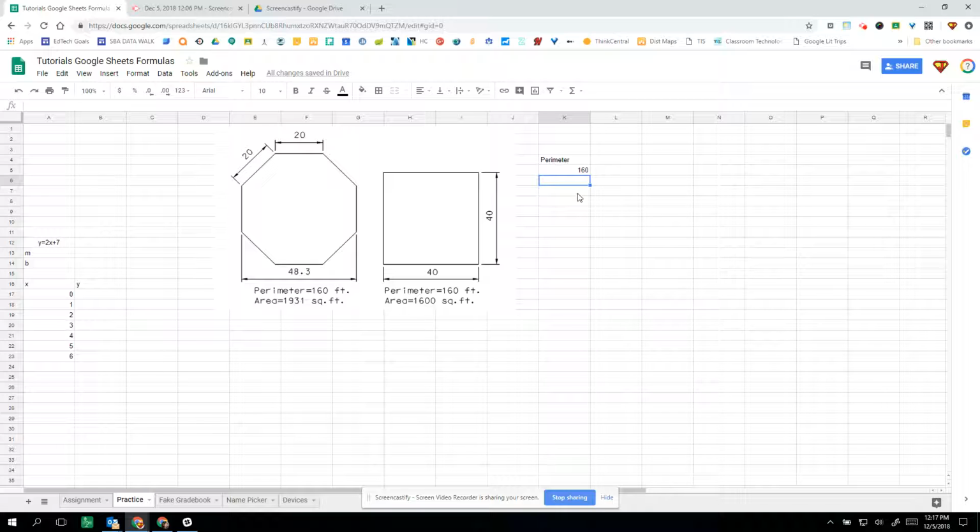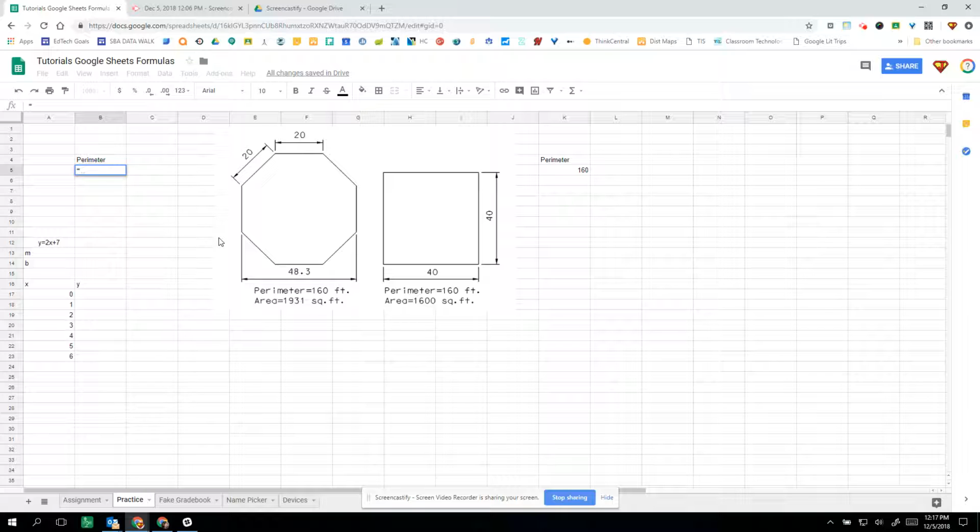Another way I could do this, and actually, let me bounce over to the octagon and let's do the octagon real quick. So we're going to go perimeter of the octagon. So this has 8 sides. So I can do this and I can say this equals 20 plus 20, and I could do that 8 times. Or I'm going to try this a different way.